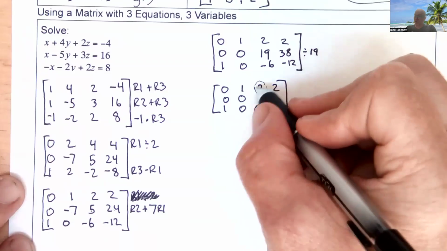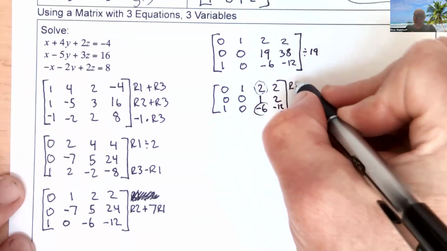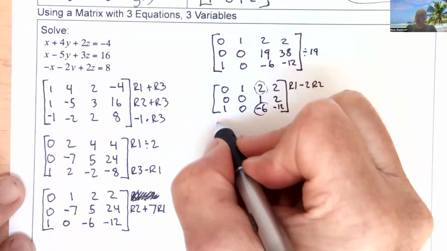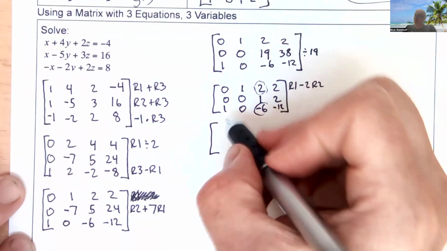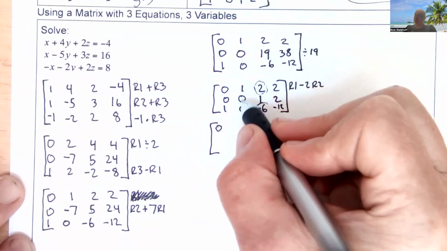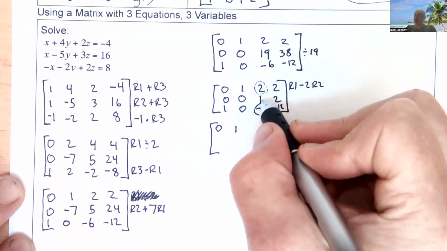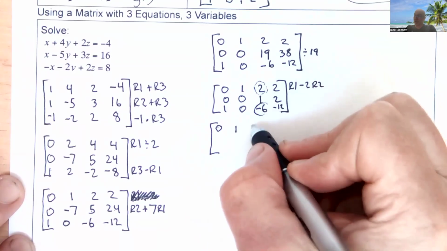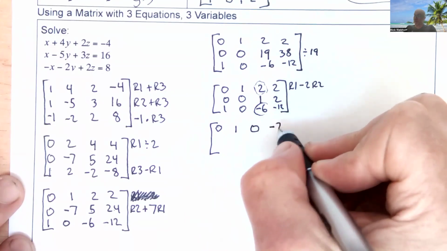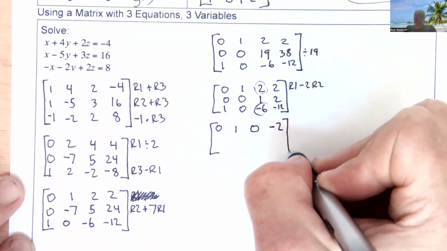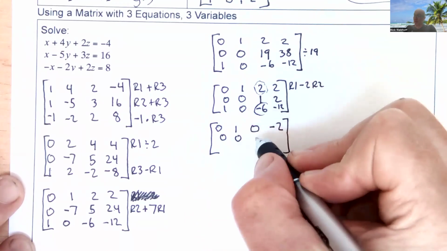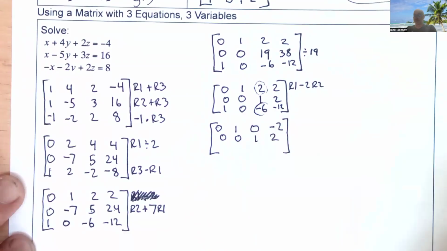All right, so how can I get rid of this 2? I'm going to take row 1 and I'm going to subtract 2 row 2s. Okay, so let's do that. So 1 minus 2 times this. Or sorry, 0 minus 2 times this. 1 minus 2 times this. 2 minus 2, 0. 2 minus 4, -2. I'm not changing the middle one. The middle one is done. It is in great shape. So I'm just going to leave it there.